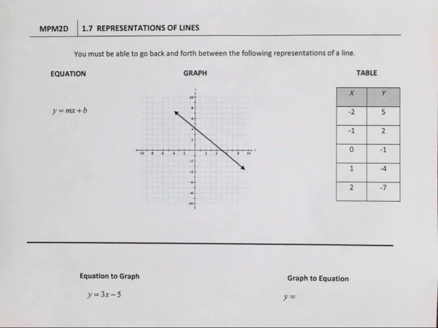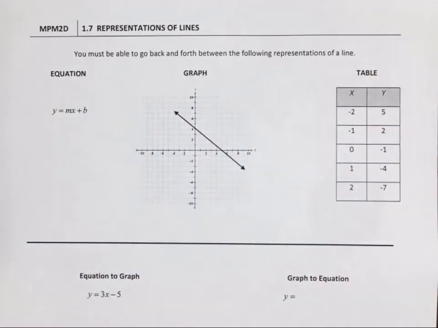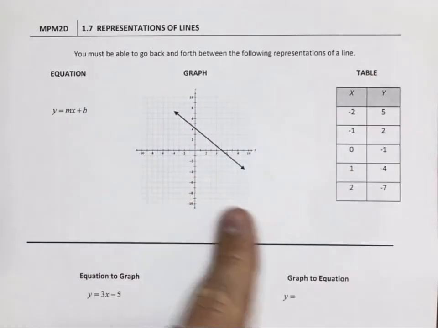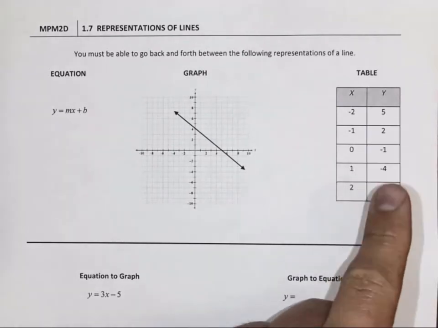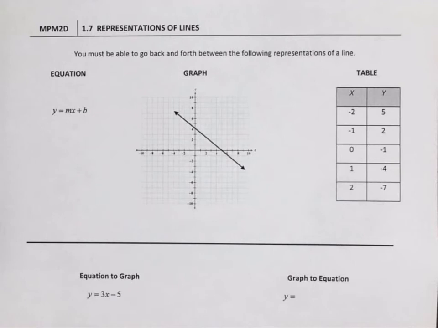Okay, some of the last stuff from grade 9, different representations of lines. You must be able to go back and forth between the following ways that lines can be represented: from the equation to the graph to a table. Don't forget the table, or table to graph, or table to equation. So let's see how they match up.